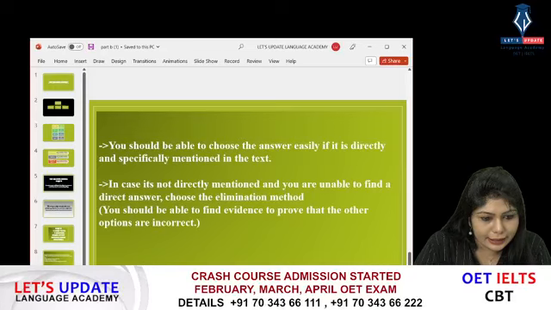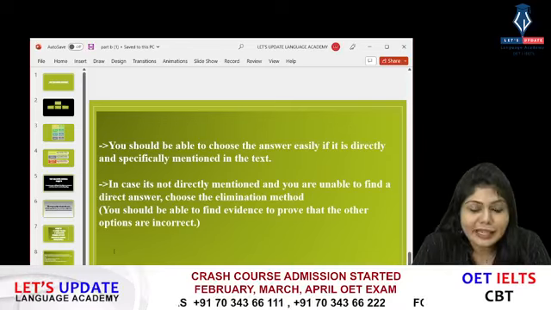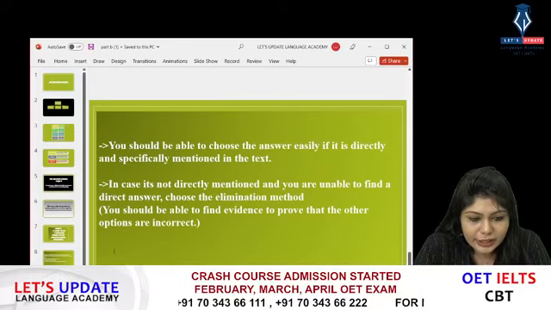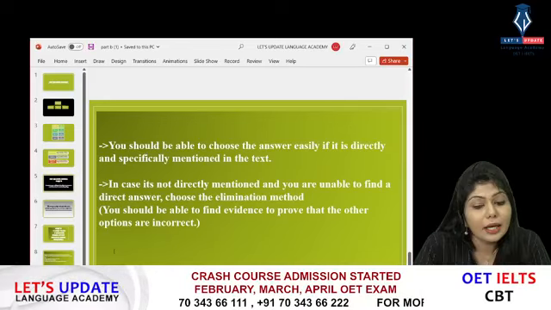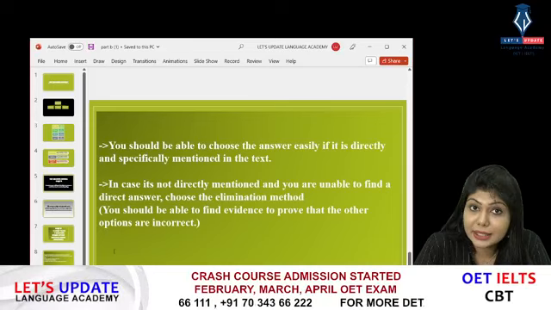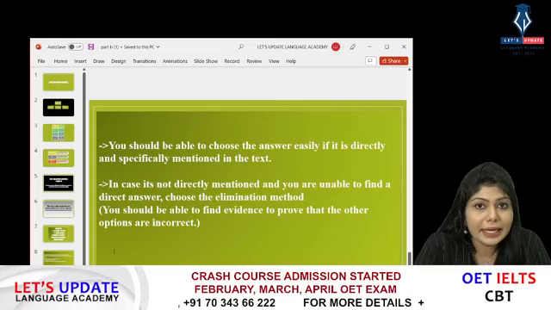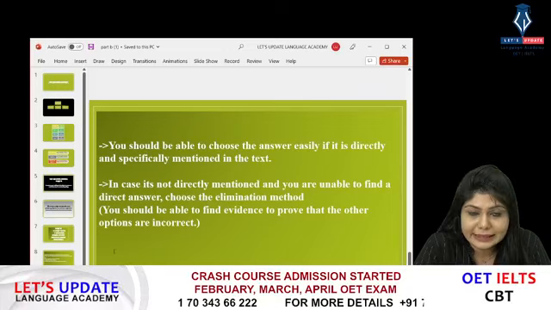Regarding how to find the answer, you should be able to choose the answer easily if it is directly and specifically mentioned in the text, in the extract. If it's a direct answer, you should be able to choose it easily.